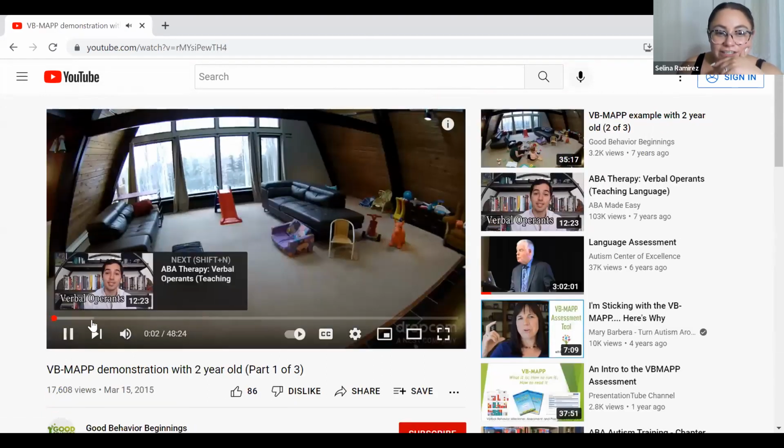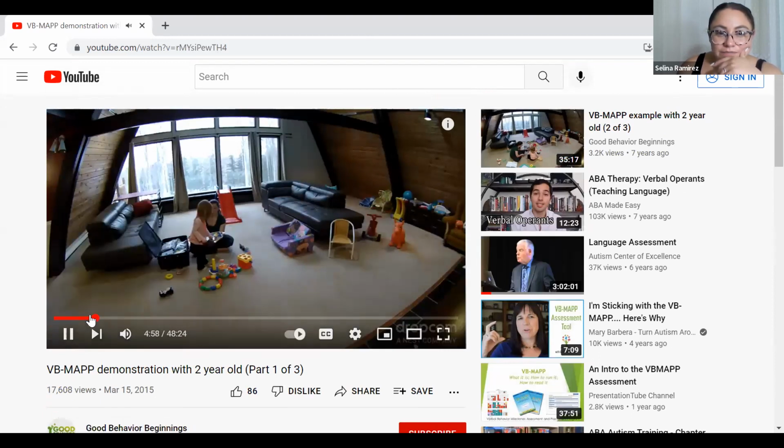So this is just her conducting it. She goes in and starts asking questions, like can she manipulate items? It has all of these different questions, and you go through using as much stuff as you can, following them around and taking data on what you observe. Is she able to orient towards you when you call her name? Can she sit with you and read a book for a certain amount of time? All of those types of questions are what the VB-MAPP will have.